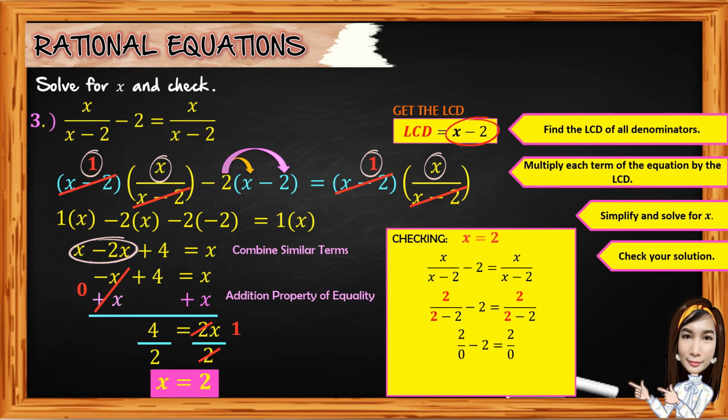Now take note, in rational expression, given a over b, b must not be equal to 0. When b is equal to 0, that is considered undefined. So therefore, x is equal to 2 is an extraneous solution or considered false solution.